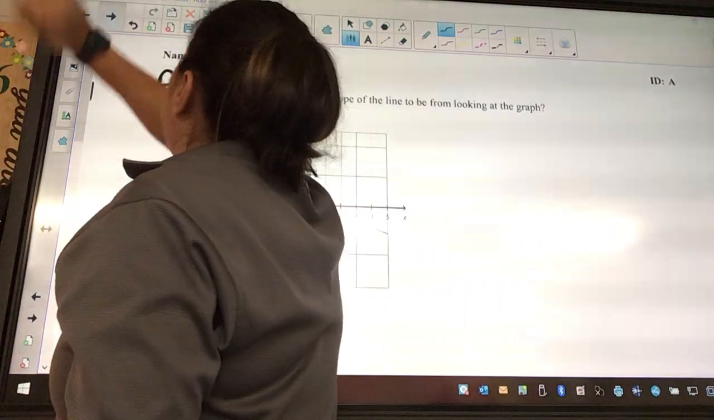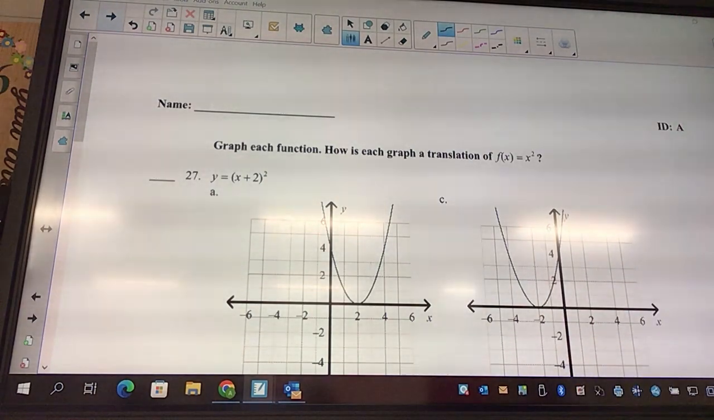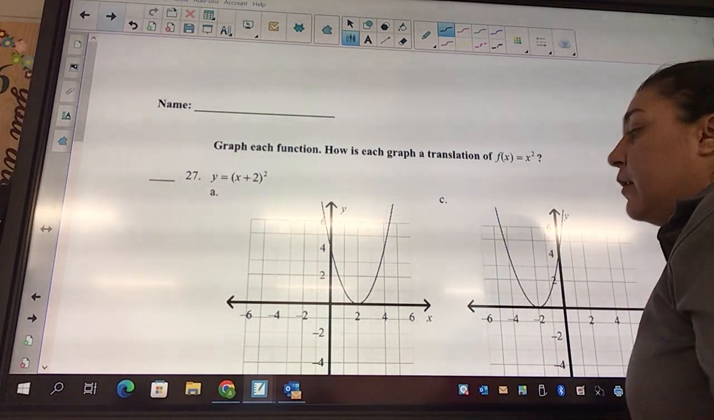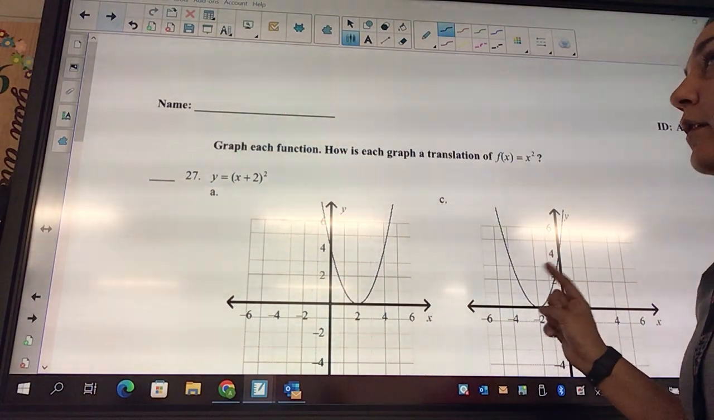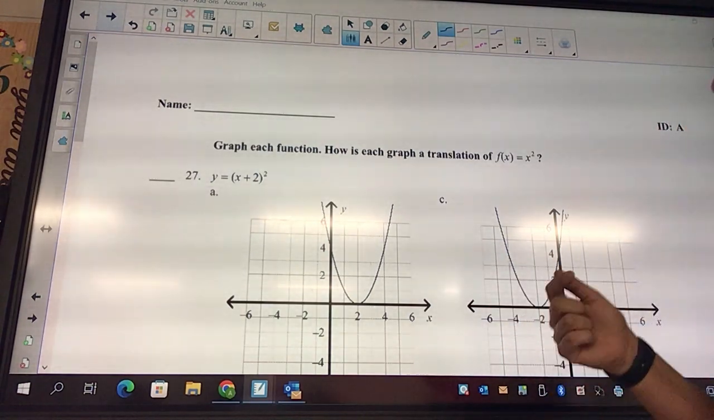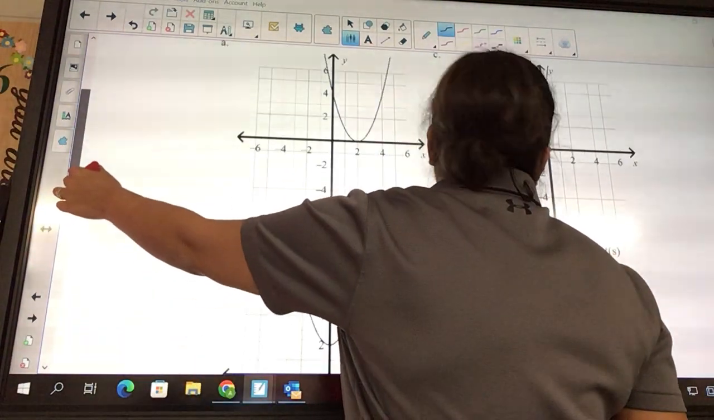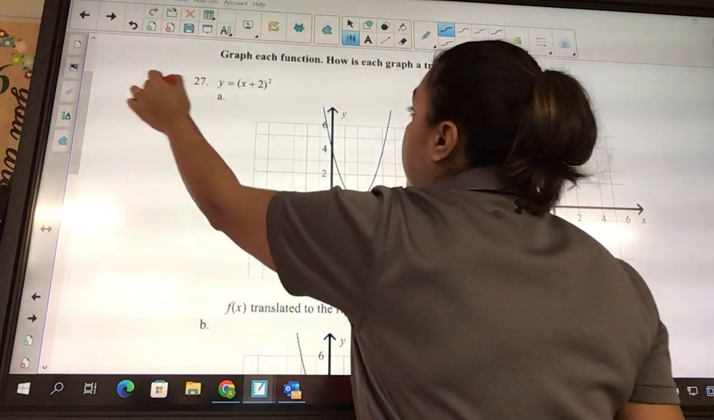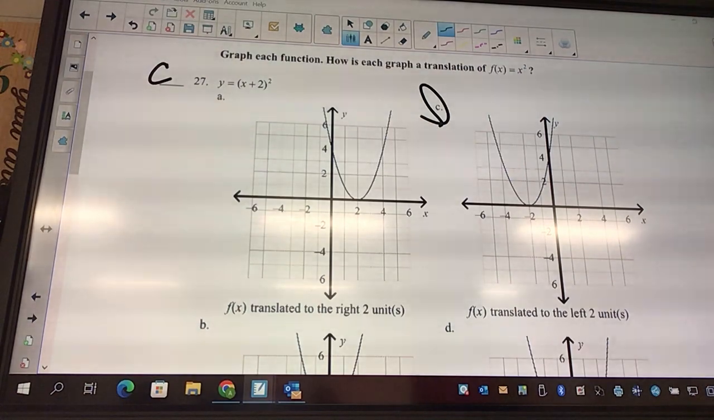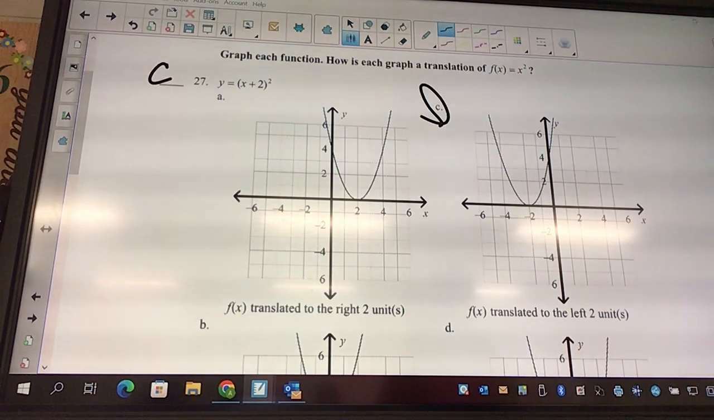27. Is that plus 2 on the inside or outside? Inside. So that does our left and right. Okay. What does a minus do? A minus goes to the right, a plus goes to the left. So we need something that does left too. Which one is that? C. C goes left 2. Okay, and it tells you on there, right 2, left 2, up 2, down 2.